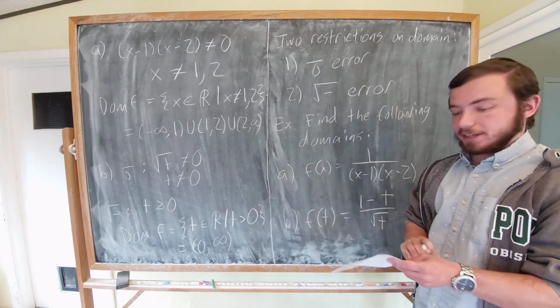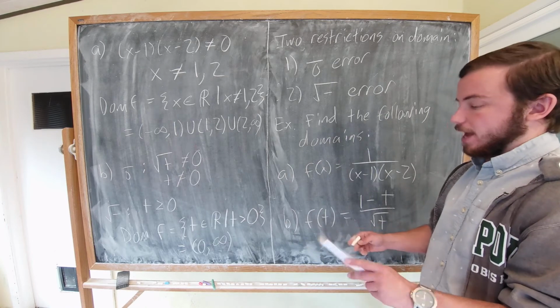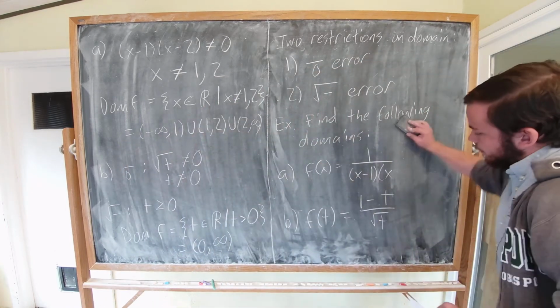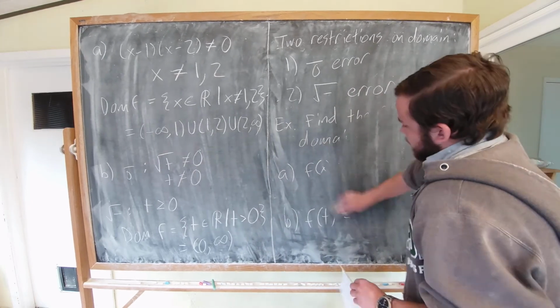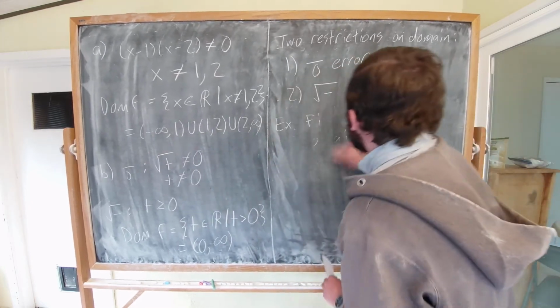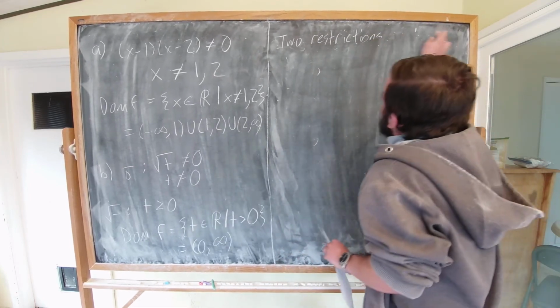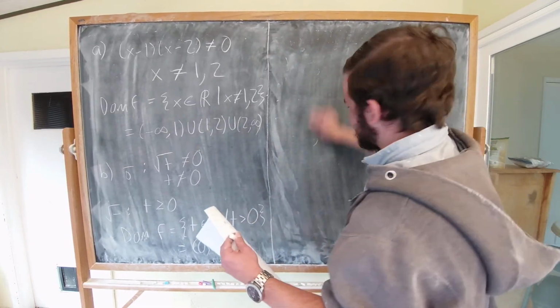Alright, so those are a couple basic examples of computing the domain. Computing the range is a bit more difficult in general. The easiest way typically is to graph it and see it from that. So let's talk about how to do that.